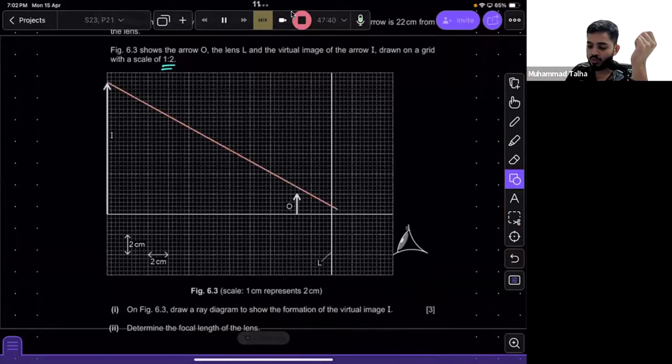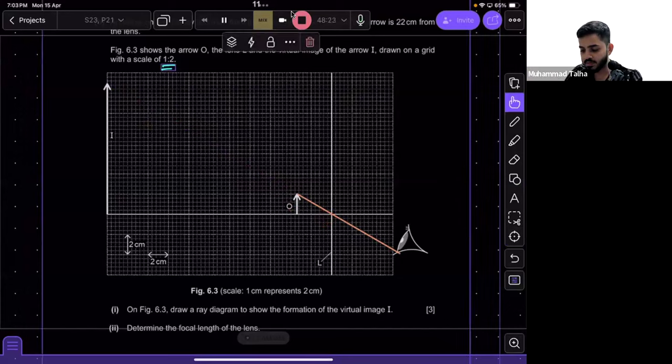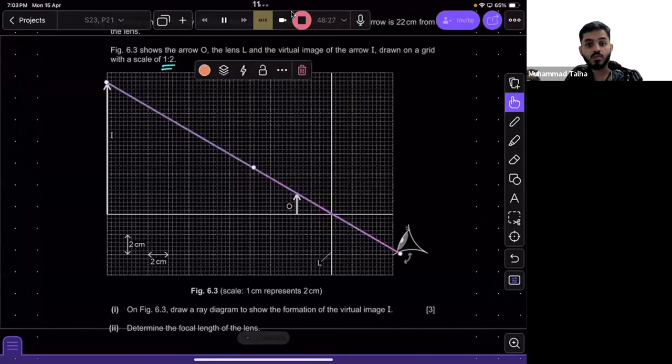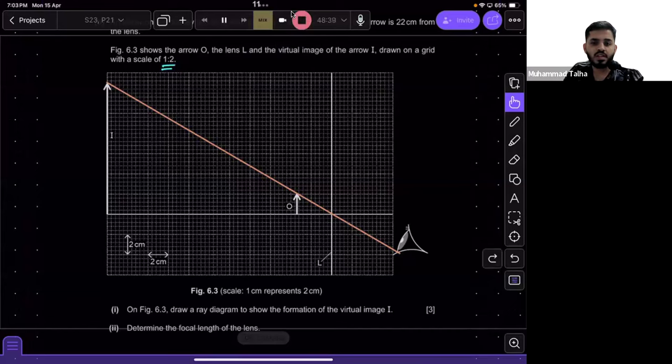So for the first one, this ray that I'm going to make is going to be like this. The idea behind this one is that if a ray from the object goes through the optical center, it shows no deviation. It remains undeviated, right? And now, because I know the image is formed all the way here, I'm just going to take this ray back. Approximately, this seems right.